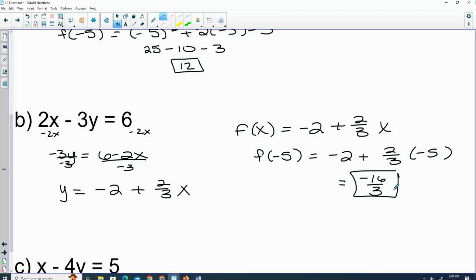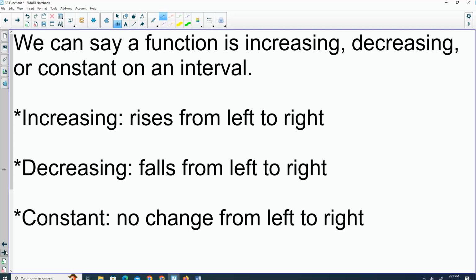The last piece I want to talk about today is increasing, decreasing, constant. What do I mean when I say increasing? Going up. As you go from left to right, your graph is rising. Decreasing, it is going down. And constant would be stays the same, so like a flat line.